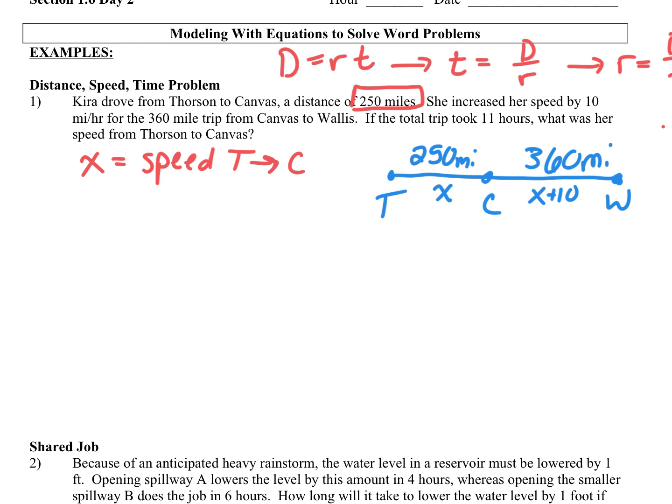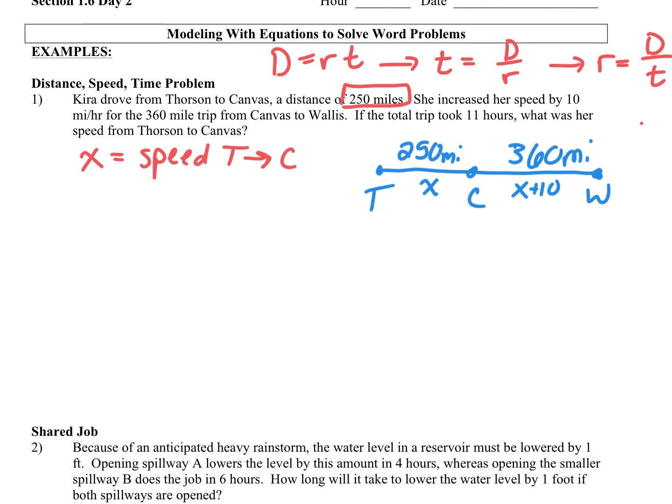Okay, so we can think about this a couple different ways. When I went through it, I thought about it as time. You could also think about it as distance. But since they tell us the total is 11 hours, I'm going to think about this as the time from Thorson to Canvas plus the time from Canvas to Wallace is equal to the total time.